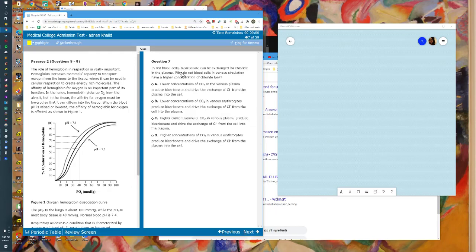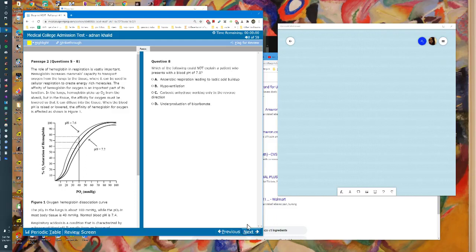Why do red blood cells have a higher concentration? Oh, okay. It can be exchanged for chloride in the plasma. In the venous circulation, it's going back to... It's basically just going to have higher concentrations of CO2, so it's going to be C or D. Yeah, it makes bicarbonate. And bicarbonate's exchanged. So bicarbonate is produced once it leaves the red blood cell, which means that this would go into the red blood cell. So that's going to be that.